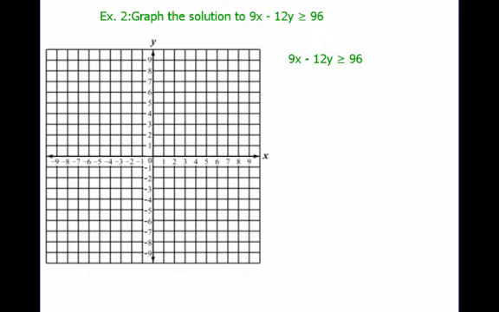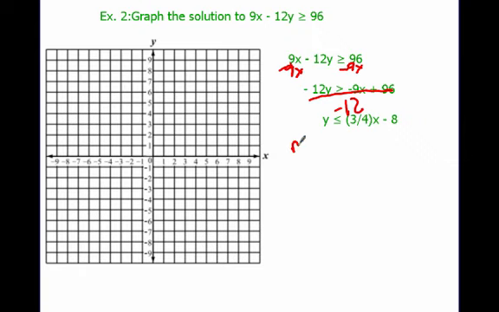And we know our first step is going to be to subtract 9x on both sides. So I get the inequality negative 12y is greater than or equal to negative 9x plus 96. I know that my next step is going to be divide everything by negative 12. And because I'm dividing by a negative, this sign is going to flip directions. And I end up with y is less than or equal to negative 9 divided by negative 12, which is 3 divided by 4, so 3/4 x. And then 96 divided by negative 12 is minus 8. So now I have my inequality in slope-intercept form.